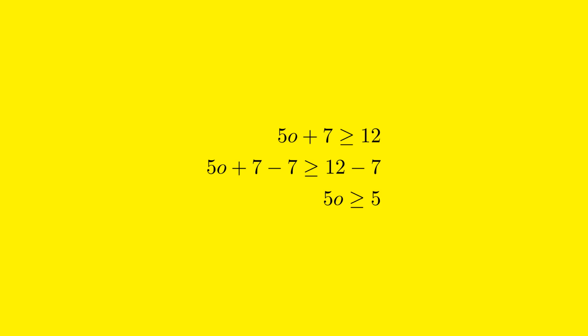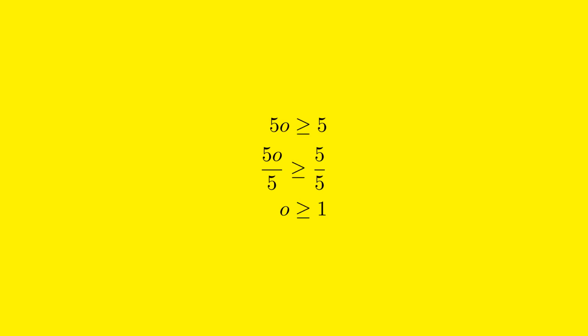On the left side, this gives us 5o plus 7 minus 7, which simplifies to 5o. On the right side, we have 12 minus 7, which simplifies to 5. Therefore, the inequality changes to 5o is greater than or equal to 5. This completes the first step, where we have simplified the inequality by removing the constant term. In inequality notation, this is represented as 5o greater than or equal to 5. In interval notation, the solution is not yet complete to be represented. We will proceed to the next steps to find the complete solution.